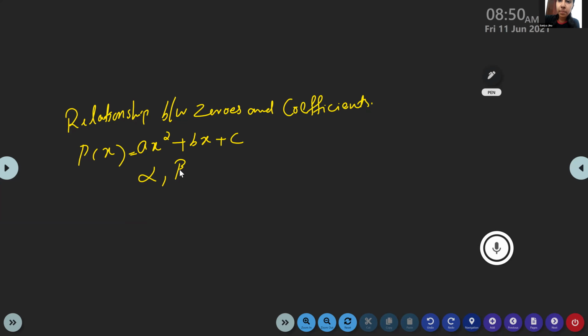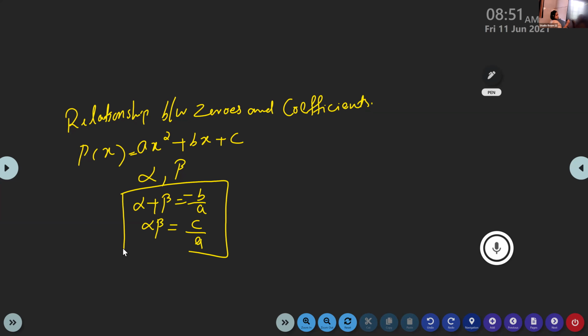Alpha plus beta is equal to minus b by a, the sum of the zeros, and alpha beta is equal to c by a, the product of the zeros. This is the relation between zeros and coefficients.